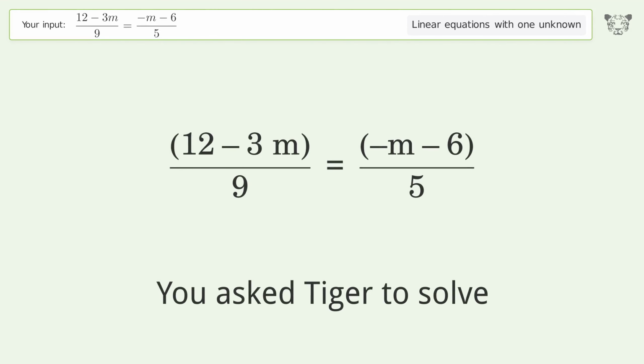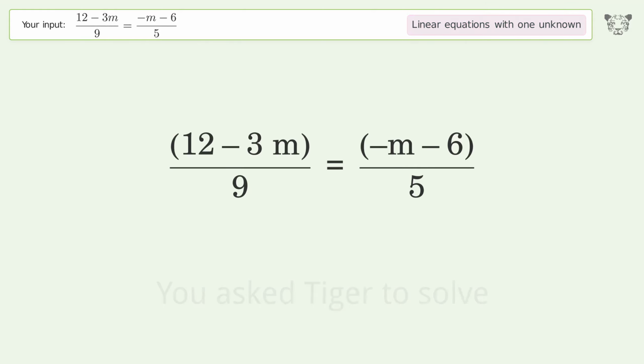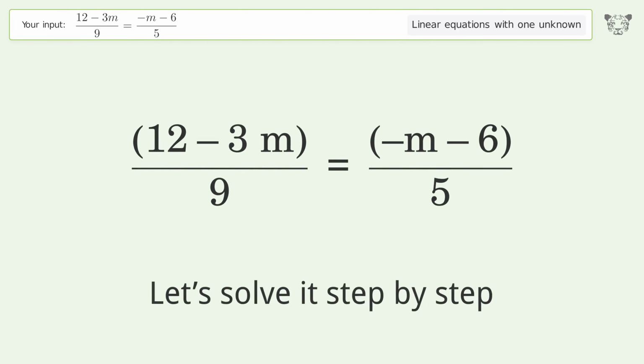You ask Tiger to solve. This deals with linear equations with one unknown. The final result is m equals 19. Let's solve it step by step.